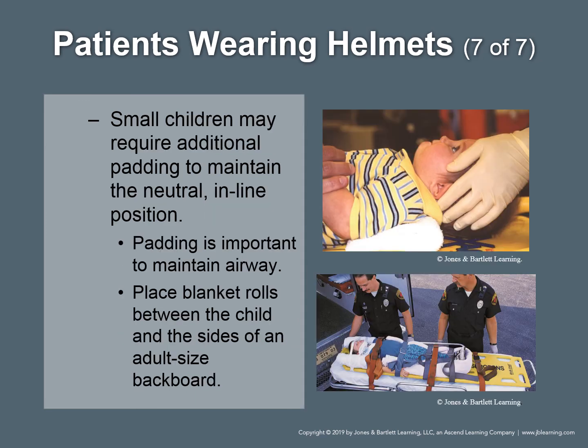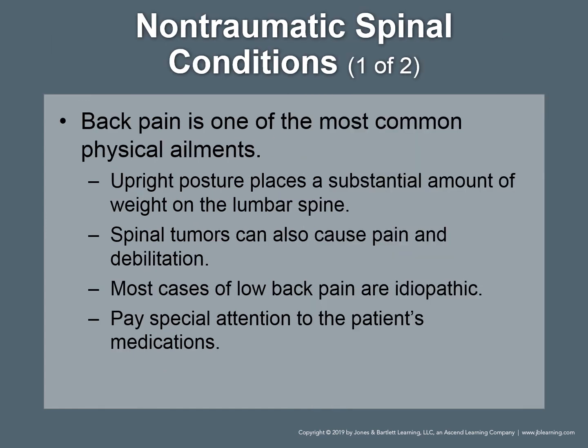Small children may require additional padding to maintain the neutral inline position. Padding is very important when you maintain the airway. And on kids, because of their big heads, you want the padding under the shoulders to allow the head to slightly rock back, and you want to line the ear up with the shoulder. That is neutral inline position. And make sure you use your padding. Place blanket rolls between the child and the sides. They're not going to fit on there real tight, so make sure you have padding around them to keep them straight and flat and actually accomplish spinal immobilization.